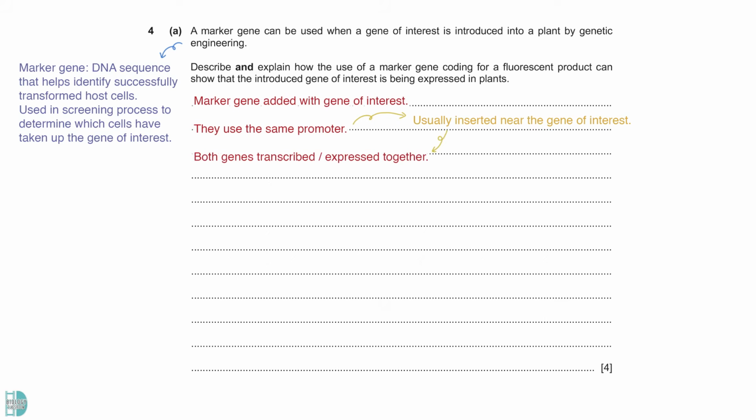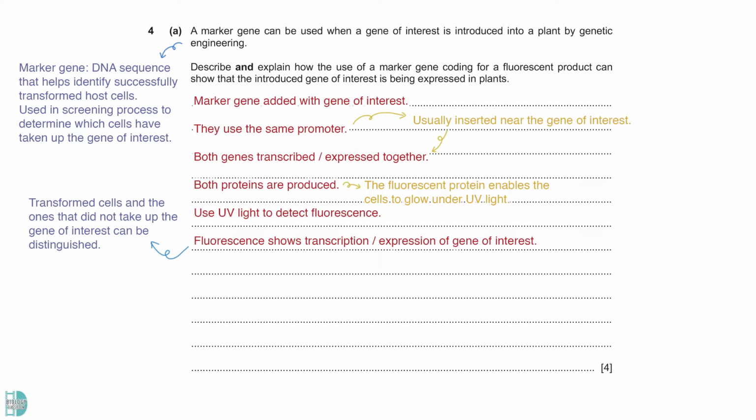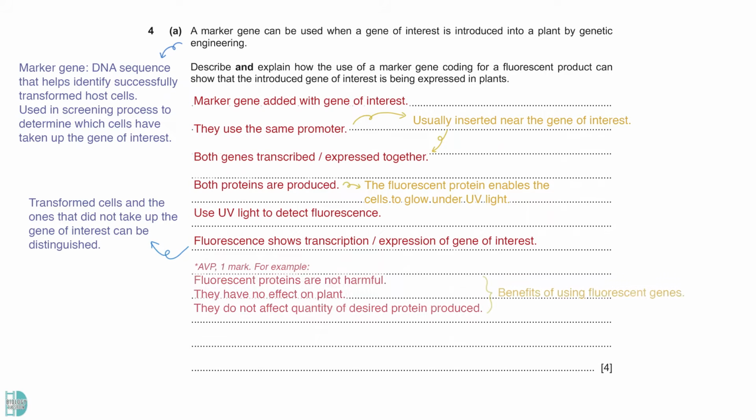Sharing the same promoter allows them to be transcribed and expressed together. When this happens, proteins coded by both genes are produced. The fluorescent protein enables the cells to glow under UV light. We will then place the cells under UV light to detect fluorescence. The presence of fluorescence indicates the transcription of both the marker gene and the gene of interest. We can now distinguish between the transformed cells and the ones that did not take up the gene of interest. You can talk about the benefits of using fluorescent genes as marker genes to get this AVP mark.